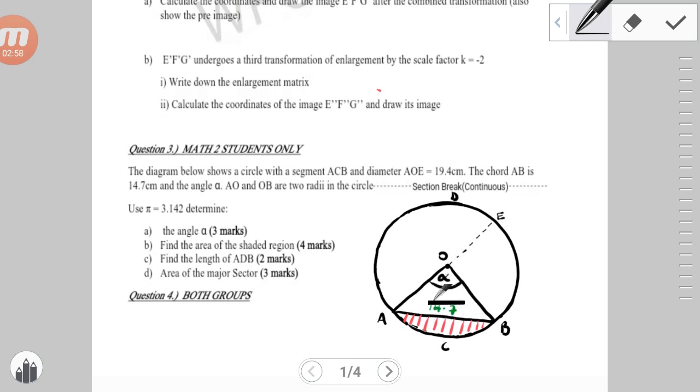We only have one present side, which is 14.7. So I'm guessing that half base times height cannot be used because we don't know what the height is. So we can't use that. The only thing that I'm thinking about here is that we could probably use the cosine rule.